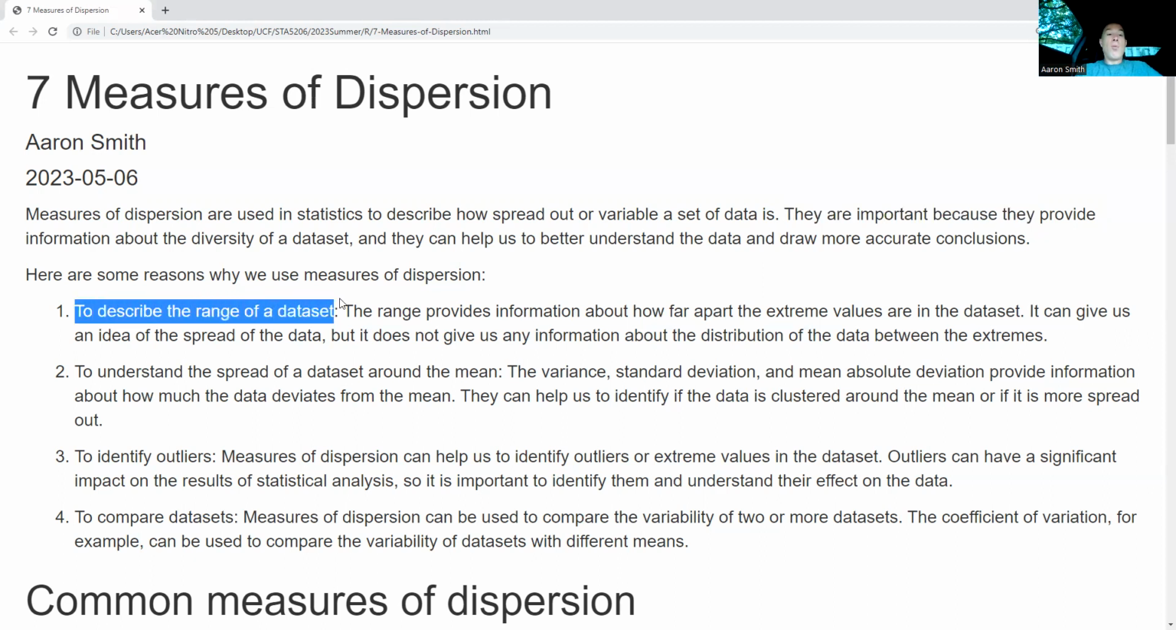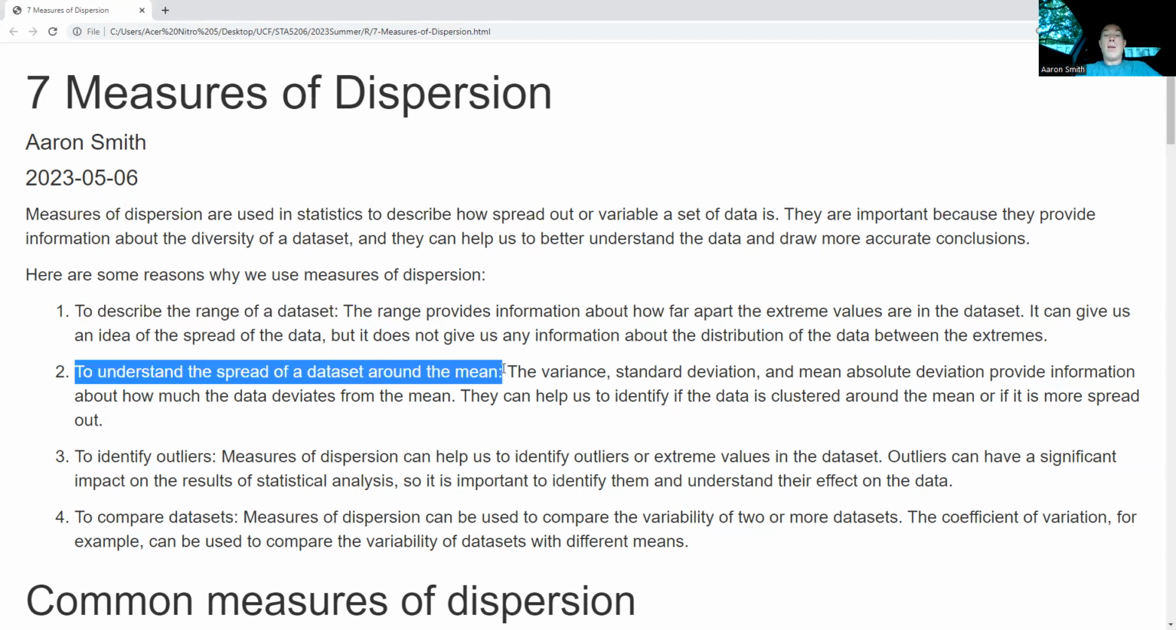First, to describe the range of the data set. The range provides information about how far apart the extreme values are in the data set. It can give us an idea of the spread of the data, but it does not give us any information about the distribution of the data between the extremes. To understand the spread of a data set about the mean, the variance, standard deviation and the mean absolute deviation provide information about how much the data deviates about the mean. They can help us to identify if the data is clustered around the mean or if it's more spread out.